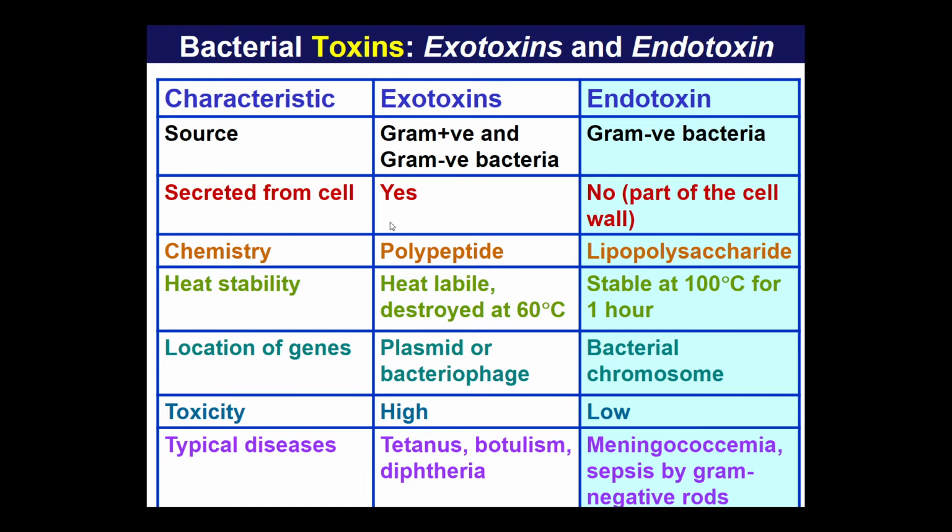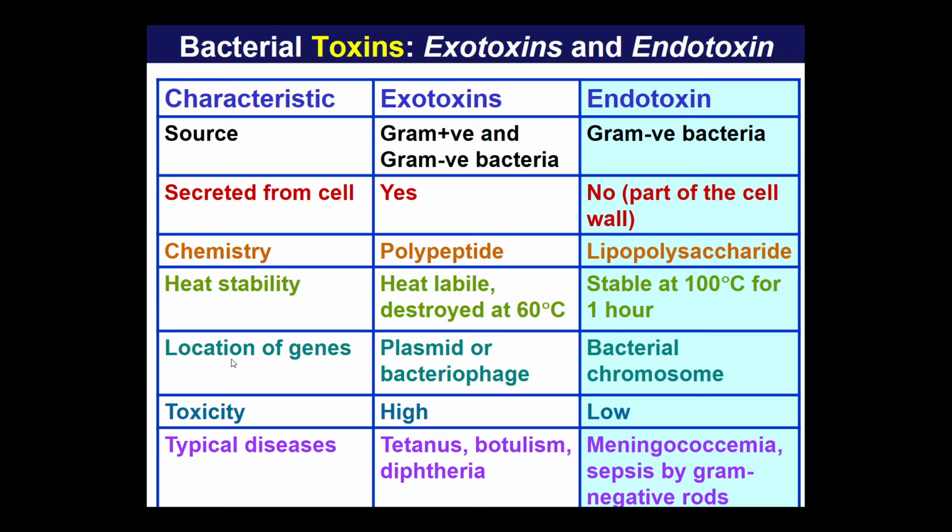Chemistry. Exotoxins are polypeptides. We remember that they are mostly enzymes, they are proteins. Endotoxins chemically are lipopolysaccharides. They are not proteins. Heat stability. Exotoxins are heat labile and are destroyed at 60 Celsius during 1 hour. Endotoxins are heat stable at 100 Celsius for about 1 hour. It means boiling can destroy them only during 10 or 15 minutes.